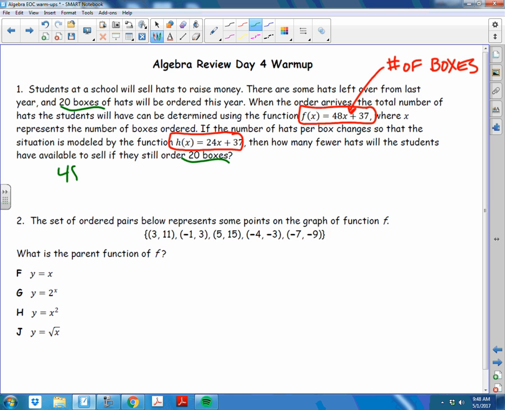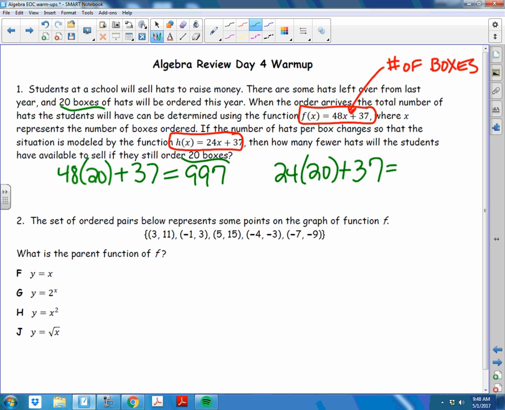So you plug in 48 times 20 plus 37, and you get 997. And then you plug in on the h of x equation 24 times 20 plus 37, and you get 517, and then you simply subtract because it wants to know the difference. So, Sahidi, what'd you get? 40.